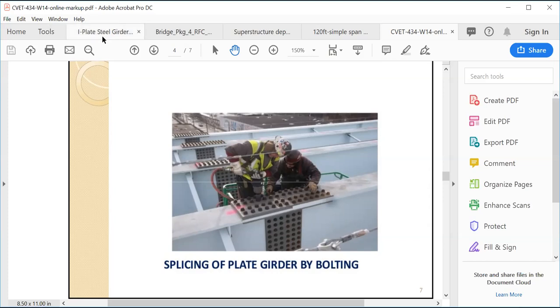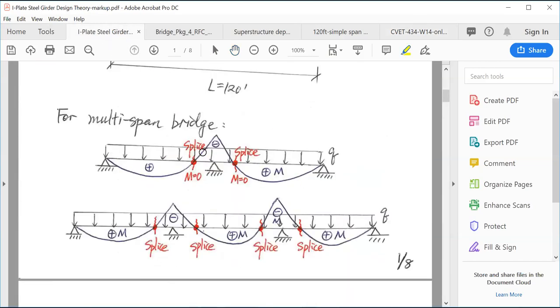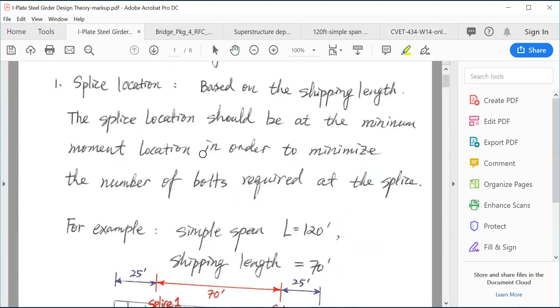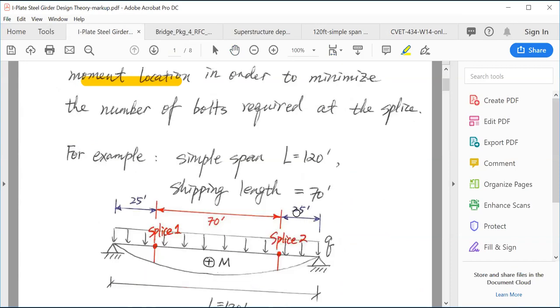Okay, and for the splice location, we need to determine the splice location at the minimum moment location under a uniform dead load. In order to determine the splice location, we need to combine the shipping length requirement as well as the minimum moment location. And how do we determine the minimum moment location? Usually we apply a uniform dead load.